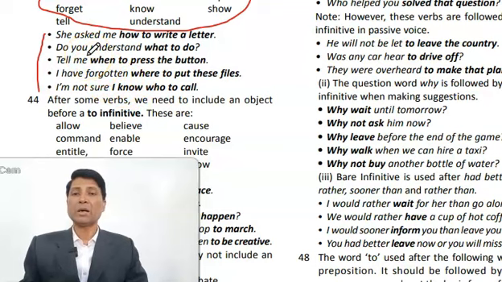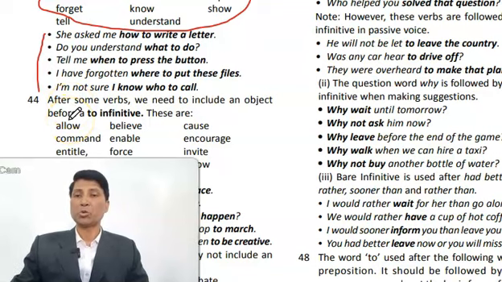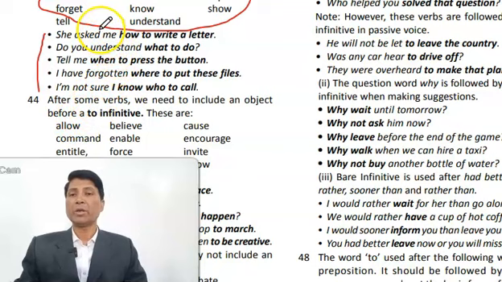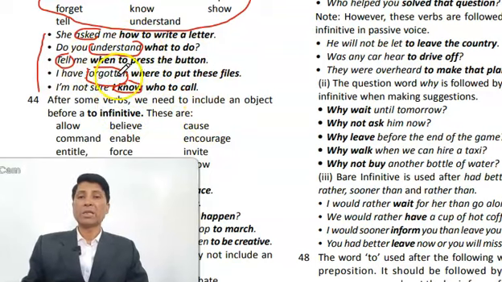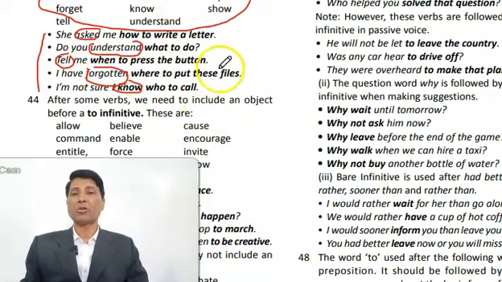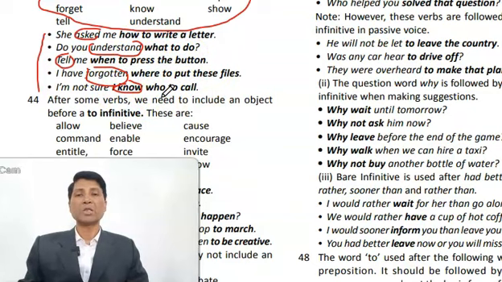She asked me how to write a letter. Do you understand what to do? Tell me when to press the button. I have forgotten where to put these files. I am not sure I know who to call. So here you can see the verb asked, the verb understand, the verb tell. In this example, the verb forget. Here the verb know. And in these examples, you can see these verbs are followed by the question words how, what, when, where, who. So there are some verbs which are followed by the question words. This is what the rule states.